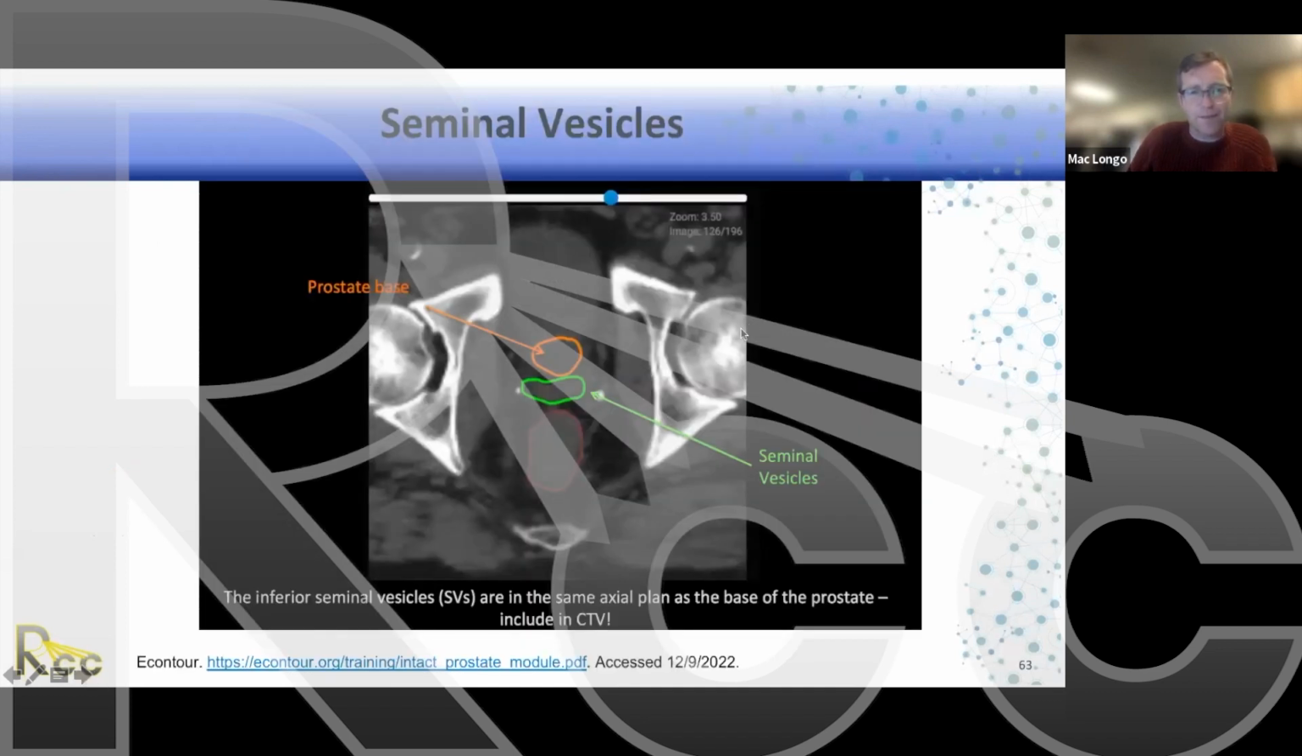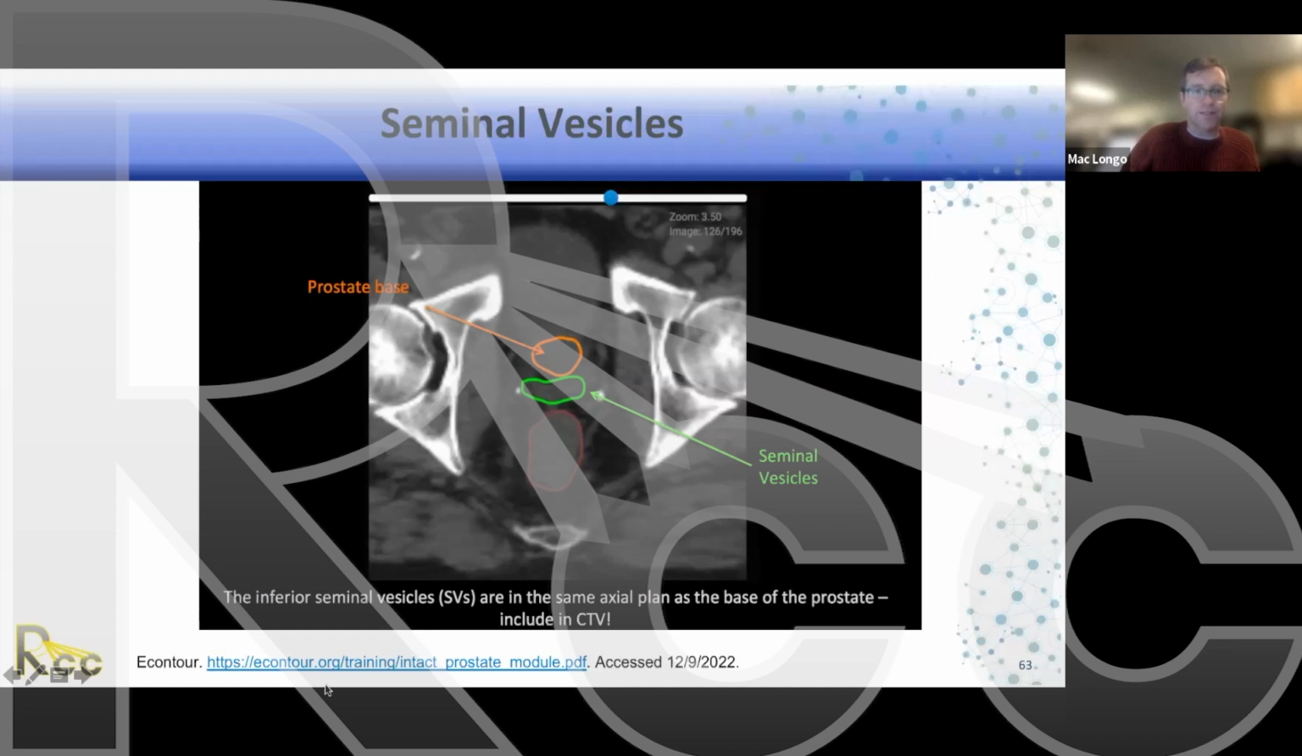And this is another pearl for making sure you know where the seminal vesicles are in a normal sized prostate. Usually the seminal vesicles start when you're at the base, the superiormost aspect of the prostate, and then move posteriorly and superiorly.